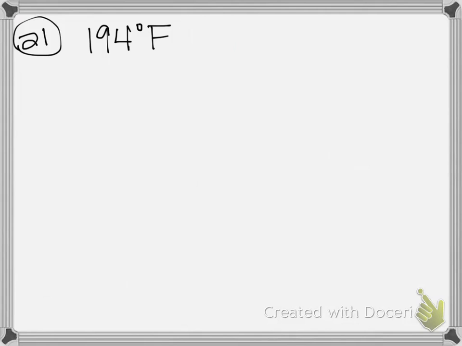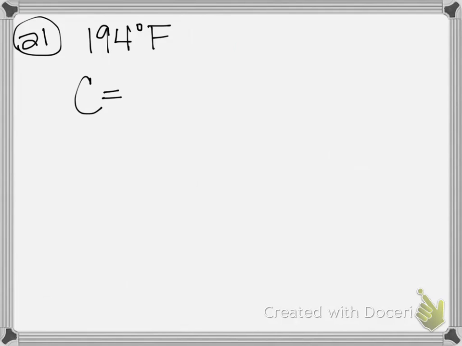So 21, we have 194 degrees Fahrenheit. They want us to convert to Celsius. You've got two different formulas to choose from. It doesn't matter which one you use. One has a fraction, one has a decimal. Most people prefer to use the decimal instead of the fraction, but it really doesn't matter. You just have to plug in the 194 wherever you see the F. So we'll do the one with the decimal in it.